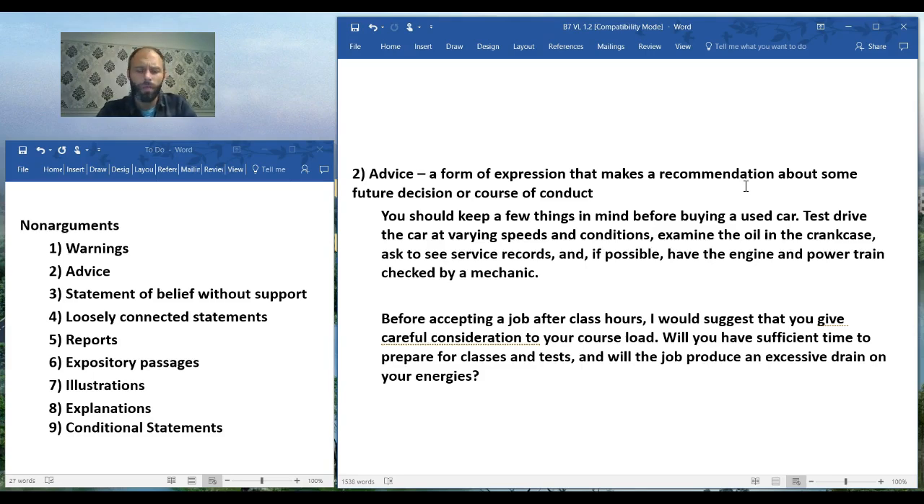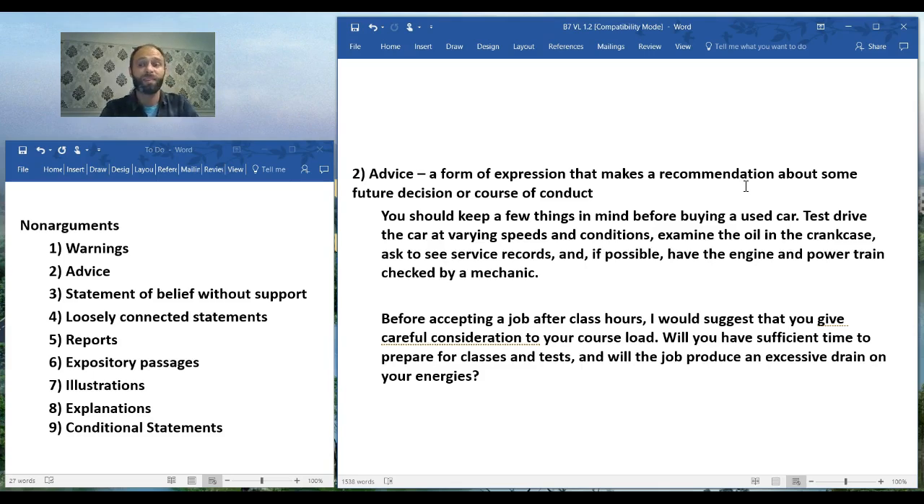To see a little more clearly how this isn't an argument, let's think about how we could support the statement, you should keep a few things in mind before buying a used car. If we wanted to provide an argument for that, we might say, if you don't keep a few things in mind before buying a used car, then your car is likely to break down, and you certainly don't want your car to break down, so therefore you should keep a few things in mind before buying a used car. But this doesn't say that.